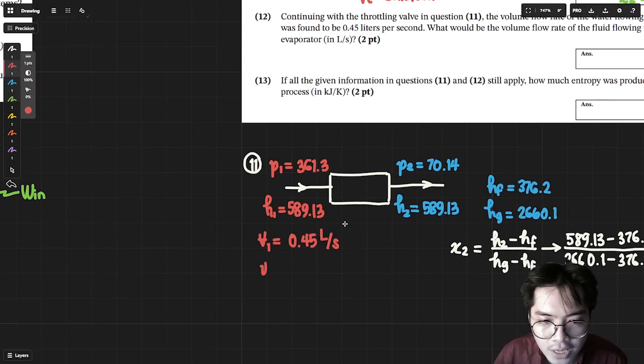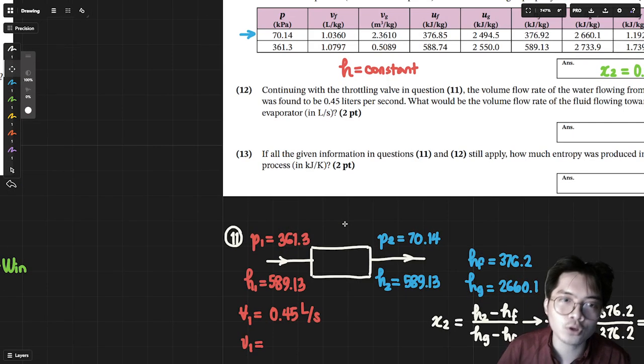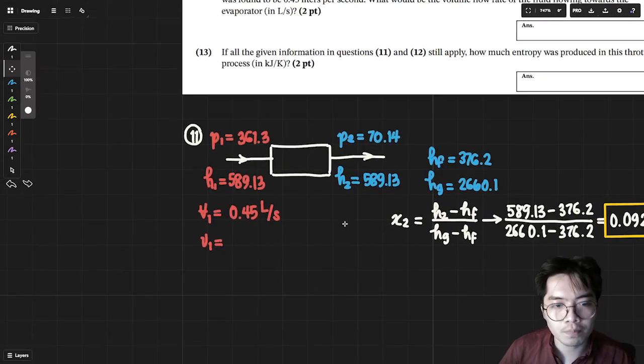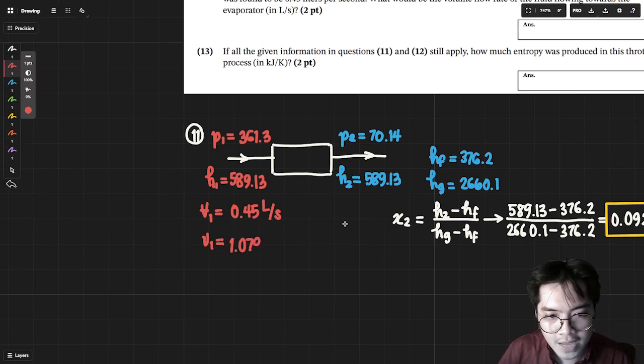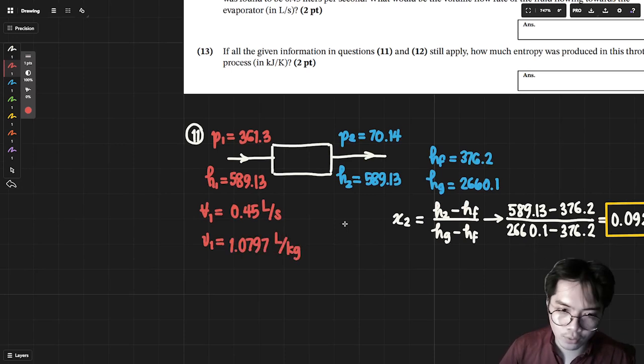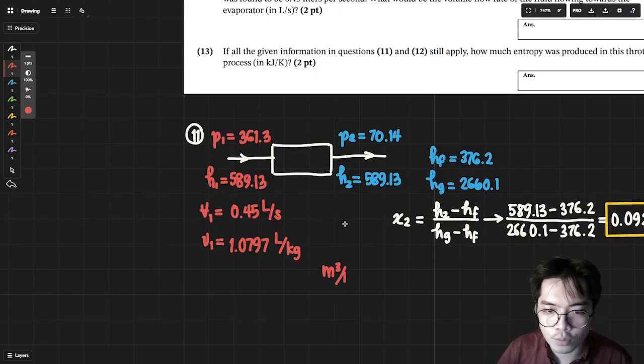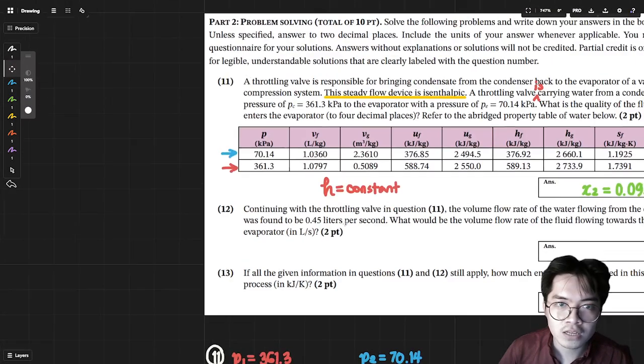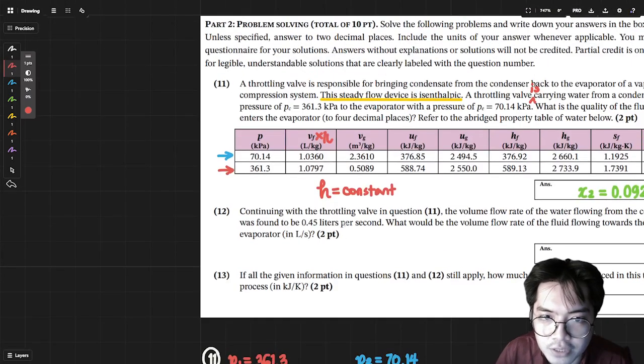And we should also get the specific volume at state 1, which is going to be this state VF, 1.0797 liter per kilogram. Now, this should have been meter cube per kilogram, and then this should have been VF times 10 raised to 3.